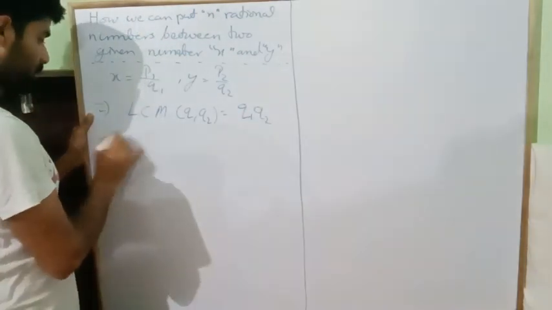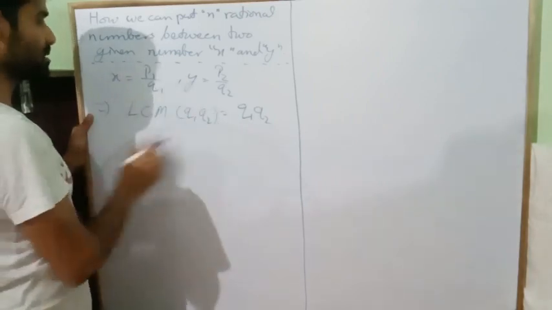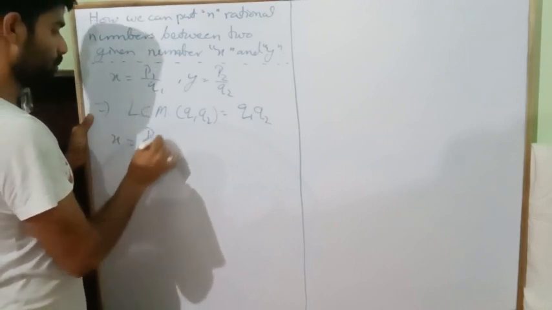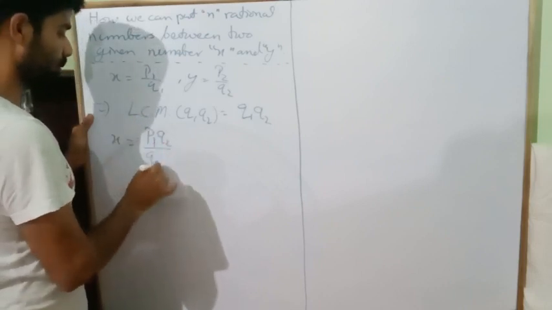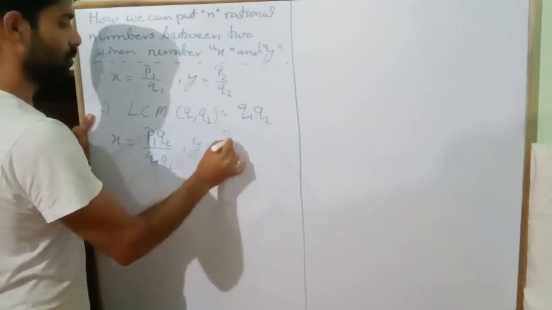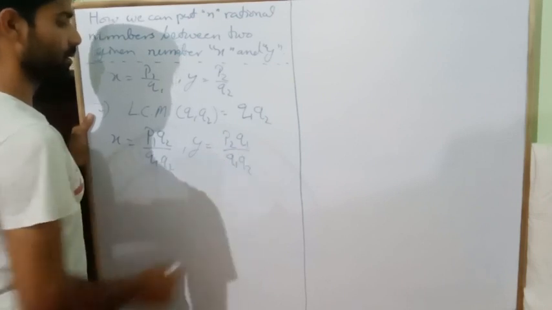Then we convert x and y according to this LCM. Therefore x is equal to p1 q2 upon q1 q2 and y is equal to p2 q1 upon q1 q2.